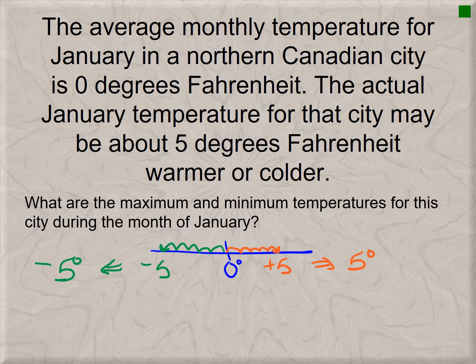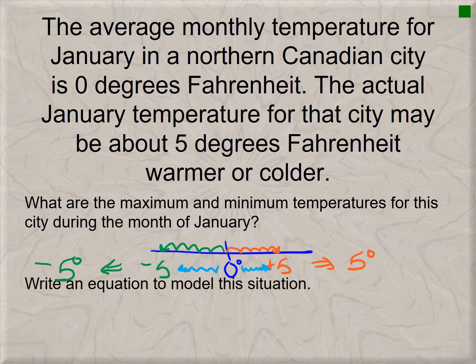If you notice, the distance from 0 to here and from 0 to here, okay, I'm not a good artist, they're supposed to be the exact same. So how are we going to write an equation to model this situation? Here's what I want you to write down in your notes.